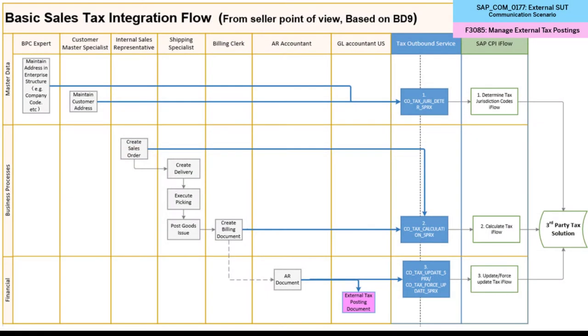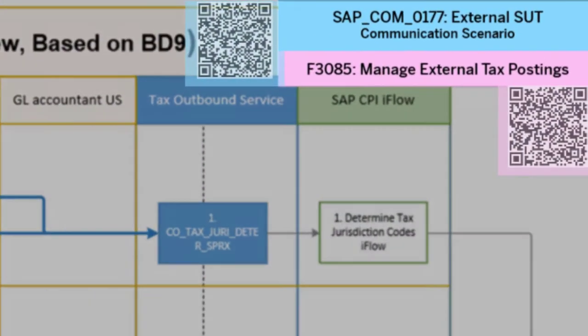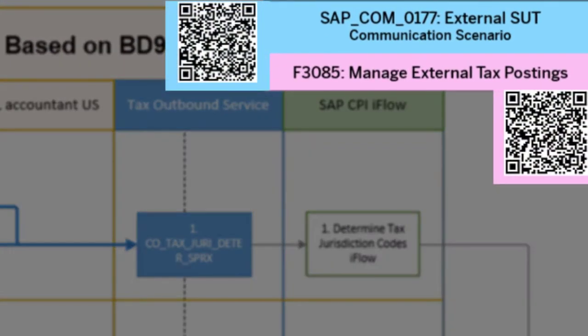Here's a basic sales and use tax integration flow from the seller's point of view. And let me mention briefly that you can click either of the two boxes in the top right to be directed to the product documentation on the SAP Help portal for the sales and use tax communication scenario or for the Manage External Tax Postings app. If they don't work because of the platform where you're viewing this video, you can use the QR codes too.